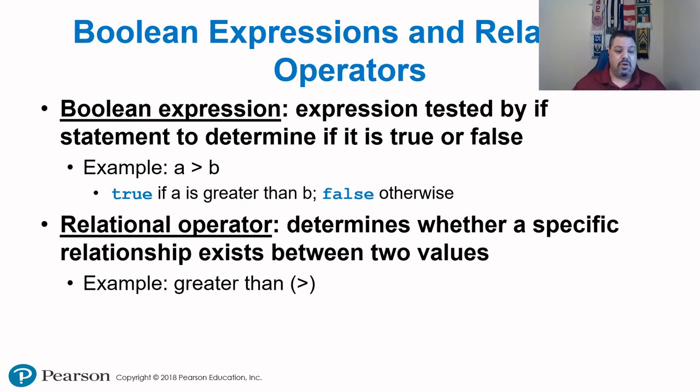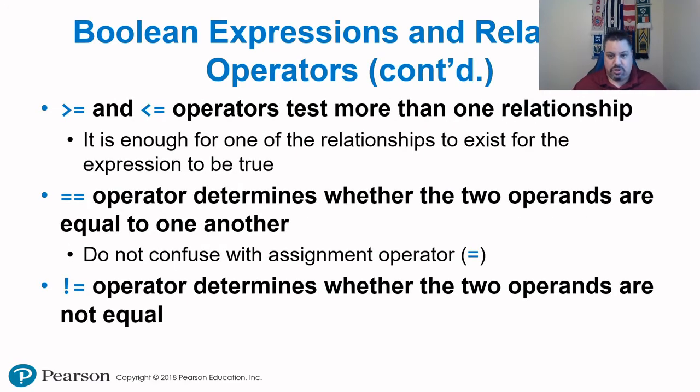So what's a Boolean expression then? A Boolean expression is basically anything that tests to see if something is true or false. Boolean means choice of 2. So, for example, is A greater than B? If A is greater than B, then it's true. If not, then it's false. The relational operator, basically, is the term that means how you're determining what relationship exists. You have greater than, you have less than, you have equal, you have not equal. Okay? Basically talking about how two things relate to each other.